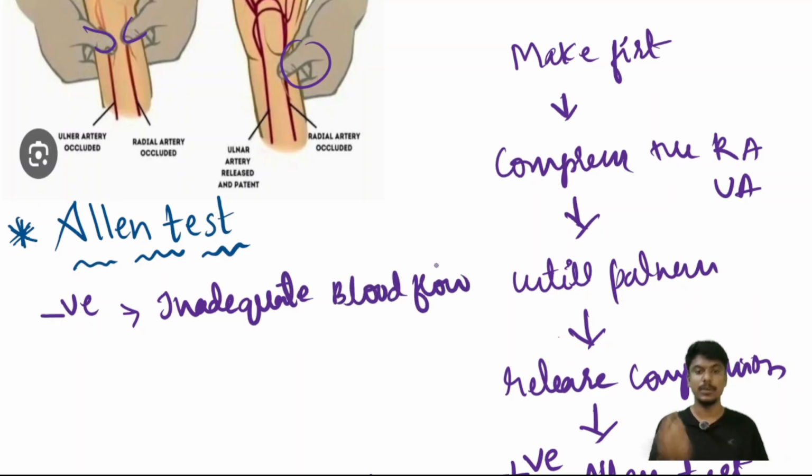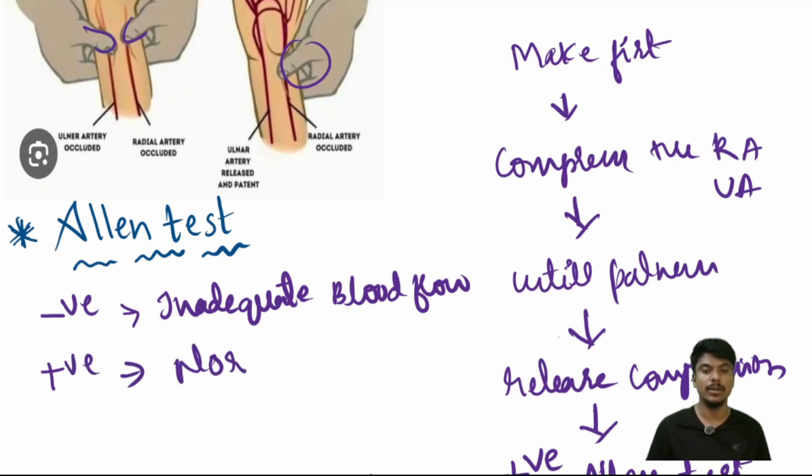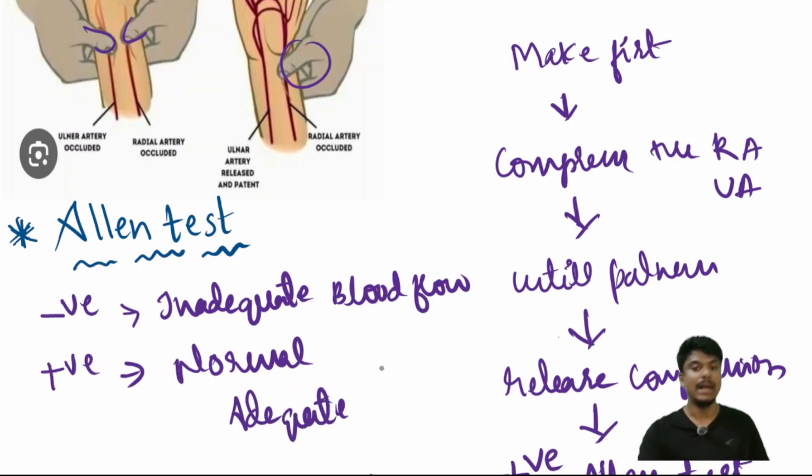So at that time we should not choose the radial artery. We should go for the brachial artery or the femoral artery. Positive and negative Allen test: a positive Allen test will be normal, meaning there will be adequate blood flow. That finishes your Allen test.